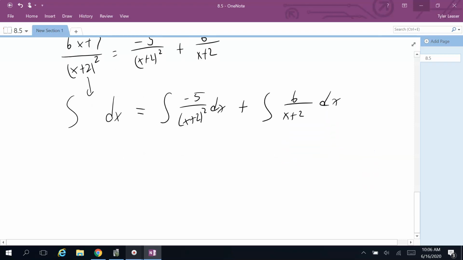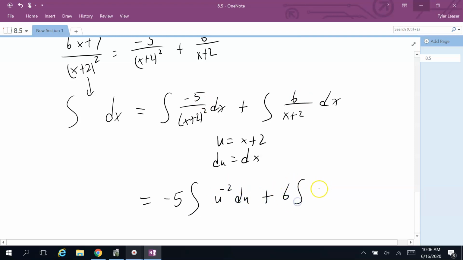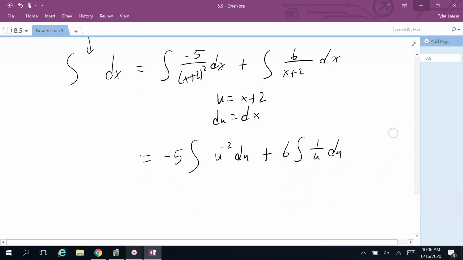All right, now we want to do these separately. They're not too hard at this point. This first one, excuse me, I guess both of them really are going to be a u substitution, where we're going to let u be x plus 2. So then du is just dx. That makes this first integral, pulling the -5 out of the integral, to just be u to the -2 du. Plus this one, pulling the 6 out, will be the integral of just 1 over u. All right, u to the -2, we're going to raise that up to be a -1 and then divide by that negative.